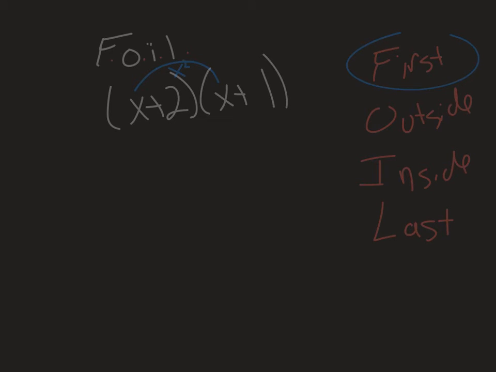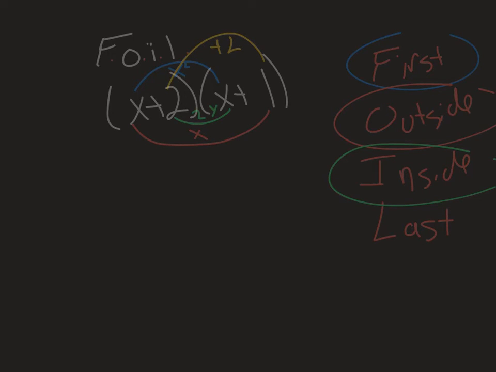Then I'm going to multiply my outside terms, which we'll do in red. So I'm looking at the outside two, the outermost, so x and 1 in this case gets me just 1x. I'm going to do the inside terms, so I get 2x. And then I'm going to do last terms, which gets me a positive 2.